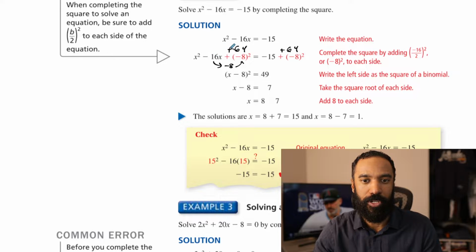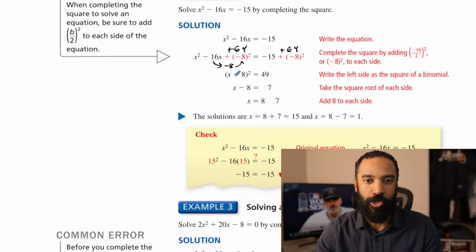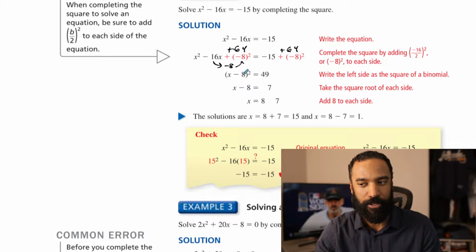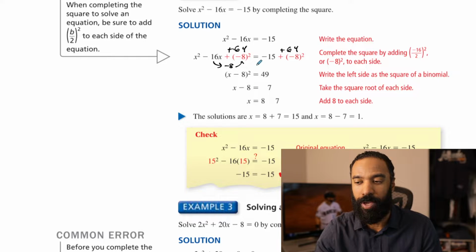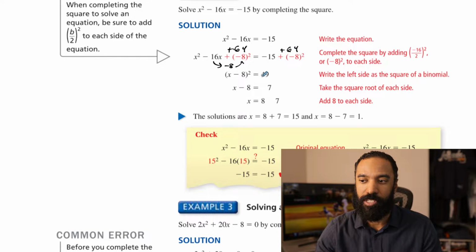Because we made a perfect square trinomial that factors into x minus 8 quantity squared. It's this number, half of b, that goes in the factorization, which is an easy way to remember it, especially when we have fraction values that we have to do this with. Negative 15 plus 64 is 49, and now you can take the square root of both sides.